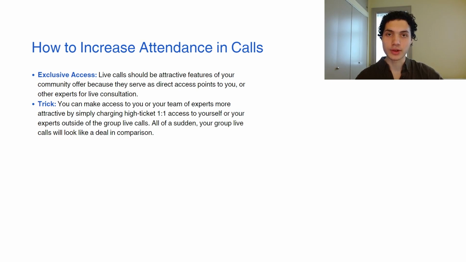Another great way to increase attendance in your community's live calls is to focus on exclusive access. So live calls should be attractive features of your community offer because they serve as direct access points to you or other experts for live consultation. And so here's the trick. You can make access to you or your team of experts more attractive by simply charging high-ticket, one-on-one access to yourself or your experts outside of the group live calls. And then all of a sudden, your group live calls will look like a deal in comparison.